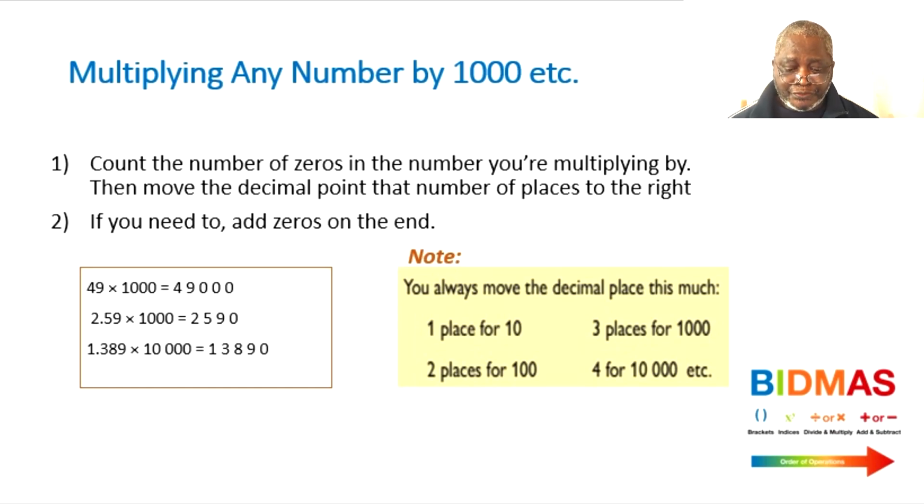Let's look at some notes here. Remember to always move the decimal places this much. You move the decimal place by 1 when you're multiplying by 10, 2 places when you're multiplying by 100, 3 places when you're multiplying by 1,000, and 4 places when you're multiplying by 10,000, and so on. You can multiply by 1,000,000, by 10 million. Just make sure you count the number of zeros and move the decimal point that many places.